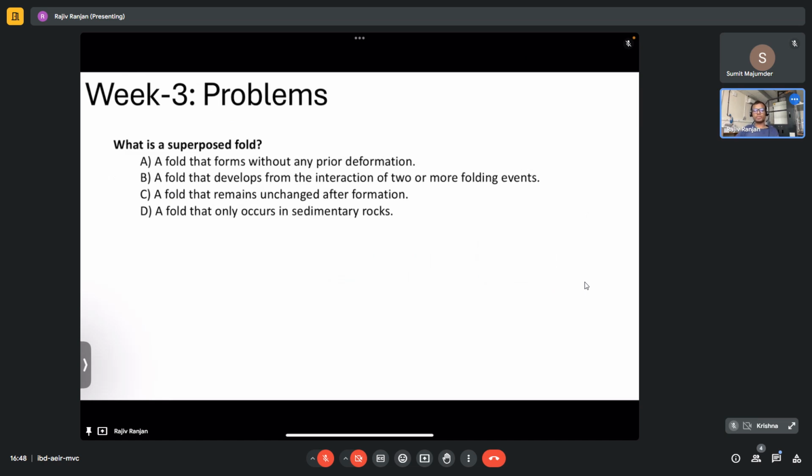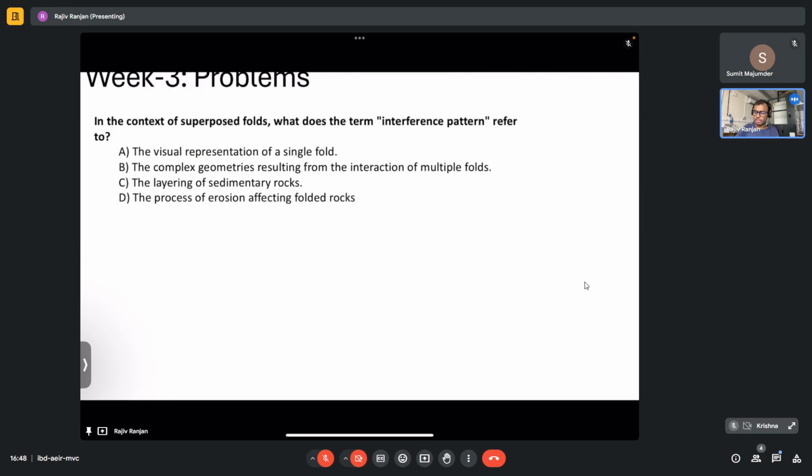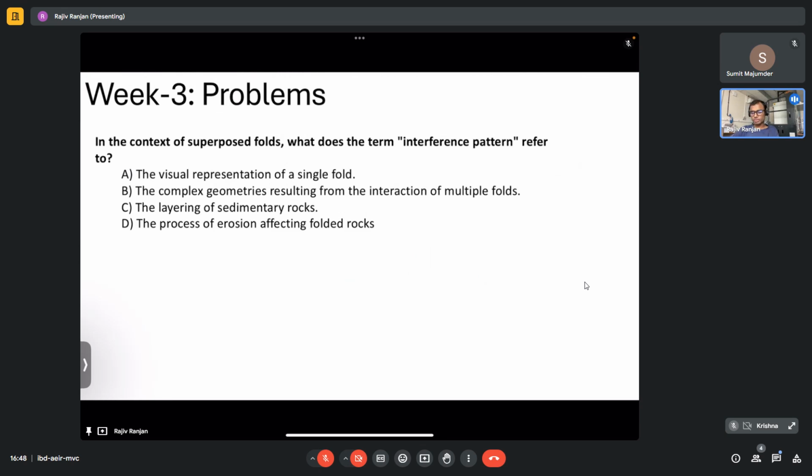What is a superposed fold? We have entered the last section of this topic. Option B: a fold that develops from the interaction of two or more folding events. Very nice. Option A, a fold that forms without any prior deformation? No. A fold that remains unchanged? No. A fold that only occurs in sedimentary rocks? No. Option B is correct.